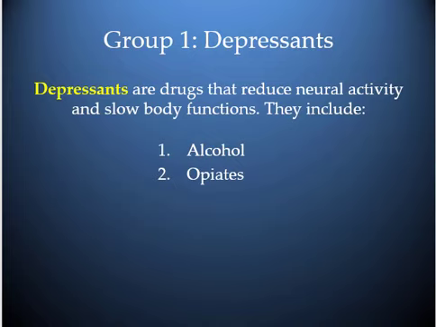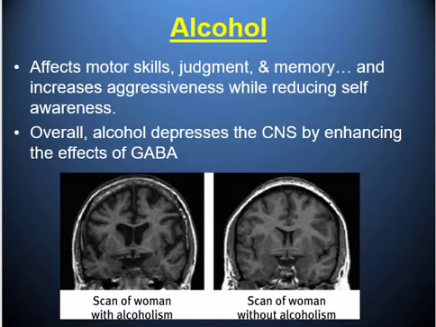In general, depressants are any sort of drug that will reduce neural activity by slowing down the bodily functions. Basically, that means it slows down the central nervous system. And this would include substances like alcohol or opiates. So let's quickly talk a little bit about what these two might do. Alcohol affects your motor skills, your judgment, your memory. It might also increase aggressiveness while also reducing self-awareness. Overall, alcohol depresses the central nervous system by enhancing the effects of GABA.